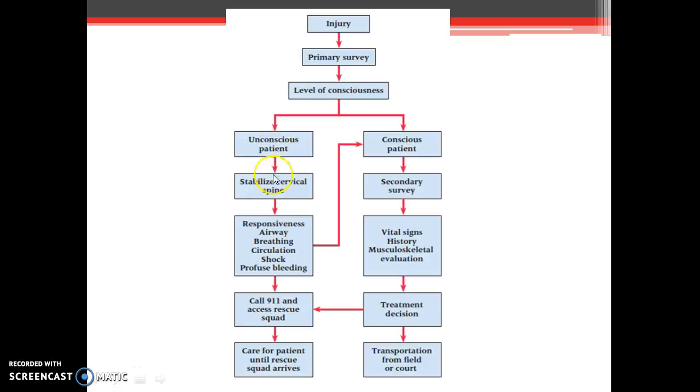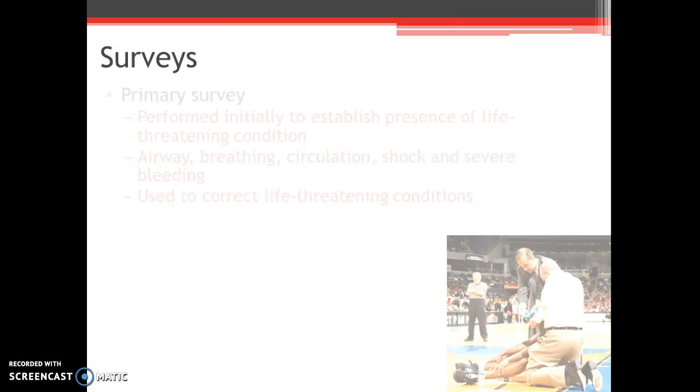If someone is unconscious, we're going to assume that they have some sort of cervical spine injury. We're going to stabilize that injury. Then we're going to look at responsiveness, airway, breathing, circulation. Are they going into shock? Do they have profuse bleeding? We're going to call 911, and then we're going to care for that patient until emergency medical services arrive. Conscious patient, you can see, is a little different. If someone's conscious or responsive, we're going to go into our secondary survey, and we'll break those down in just a second.